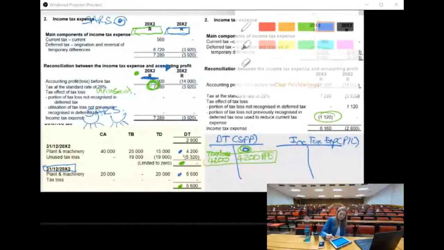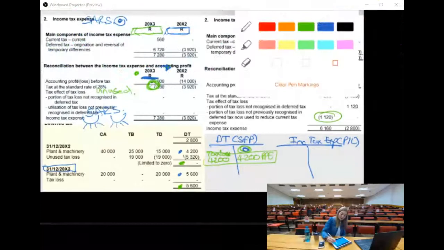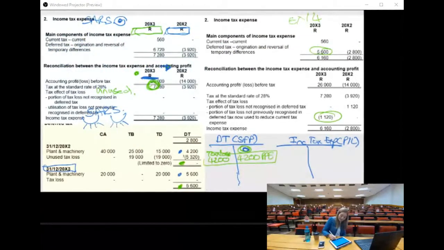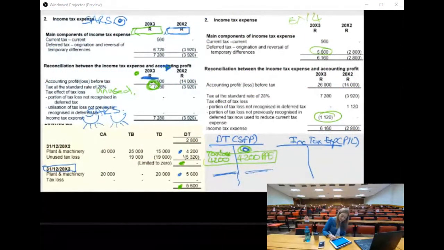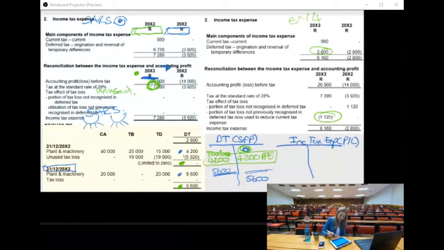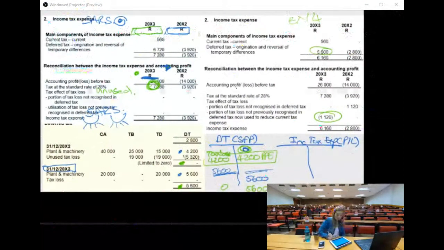Now my closing balance. Sorry, let me just give myself more space. We want our closing balance to be 5,600 liability, so 5,600 over there. This closing balance of 5,600 will consist of the tax loss of 0 and the 5,600 from PPE. Okay, so that's at the end of 20x3.